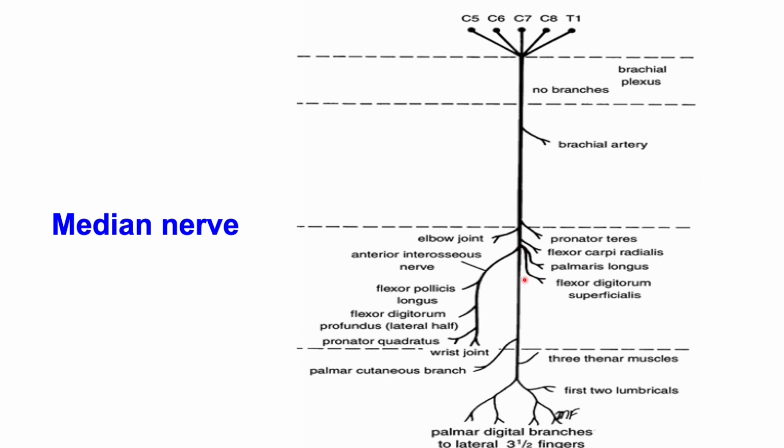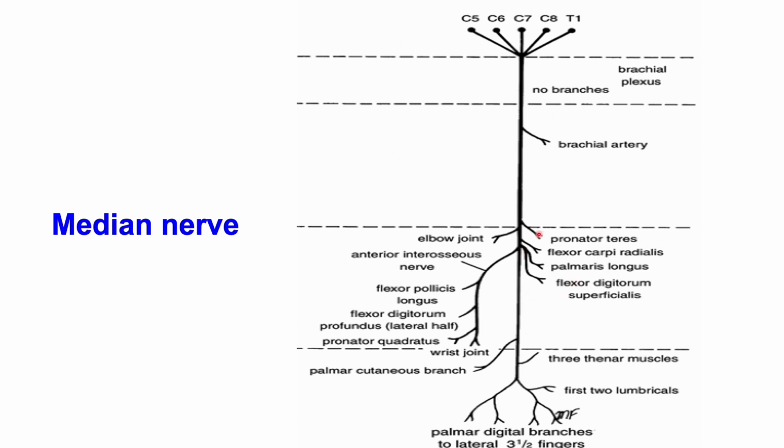So it exits by passing between the 2 heads of pronator teres. Pronator teres takes its proximal attachment from the medial epicondyle, so it has 2 heads. Between the 2 heads of pronator teres, the median nerve exits from the cubital fossa and enters the forearm. Near the elbow joint, the median nerve gives articular branches to supply the joint, and also it gives a branch to the pronator teres at the level of the elbow joint.